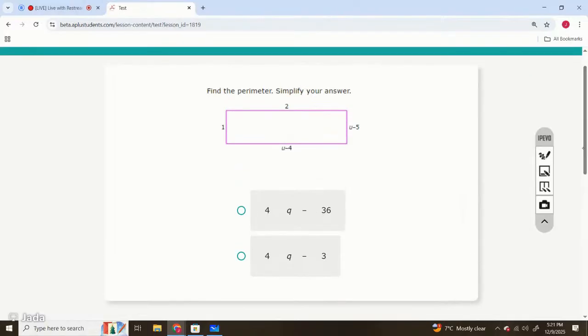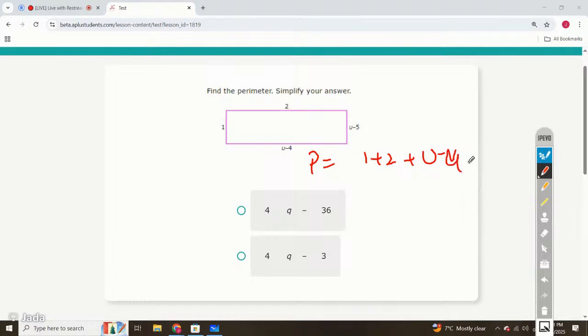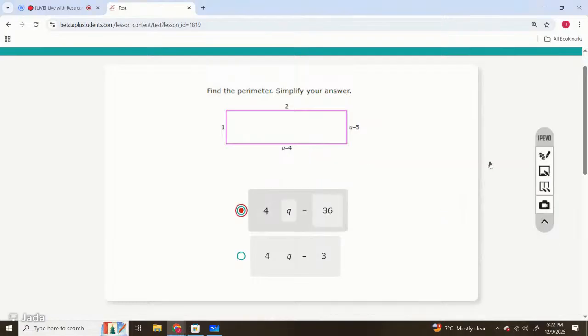Find the perimeter. For the perimeter, we need to add all the side lengths. So that is 1 plus 2 plus u minus 4 plus u minus 5. That is 2u, but here you have given the options in the form of q. Okay, negative 9, negative 6, that is 2u minus 6. We are not given the correct option.